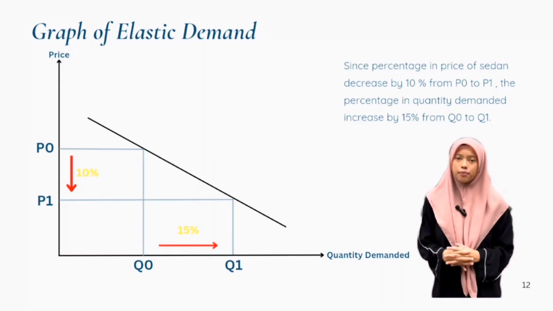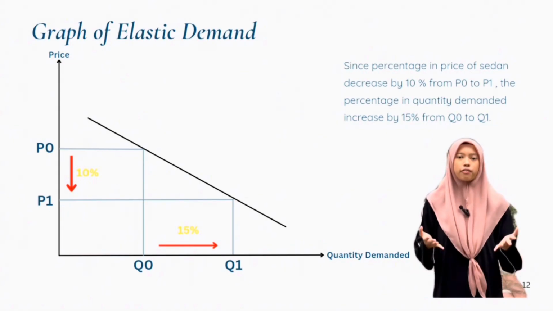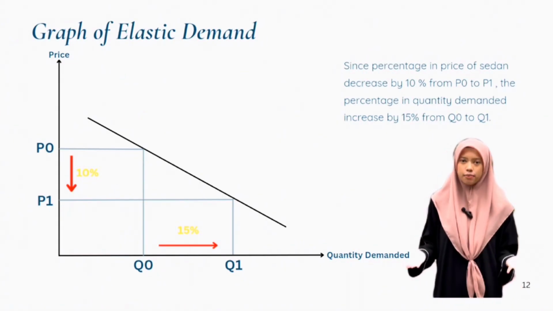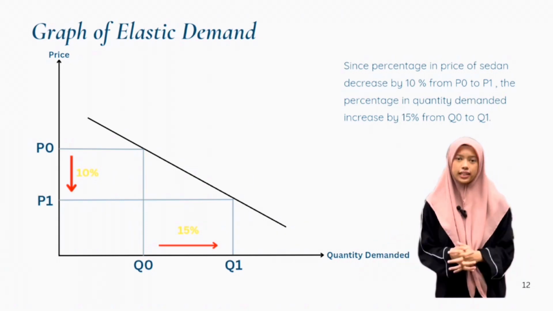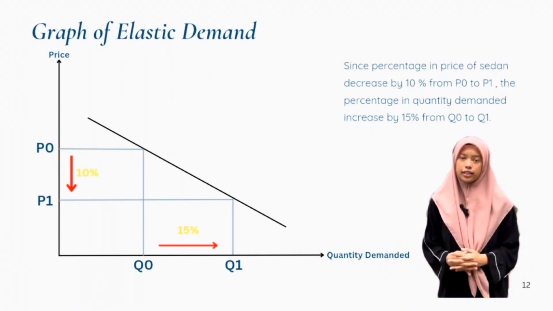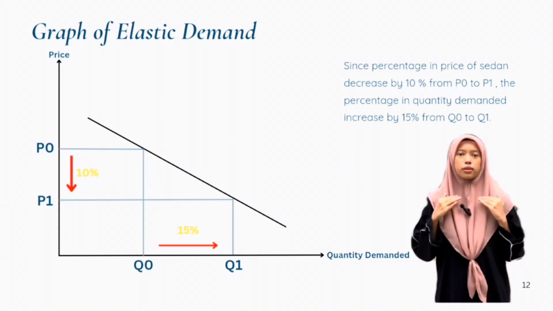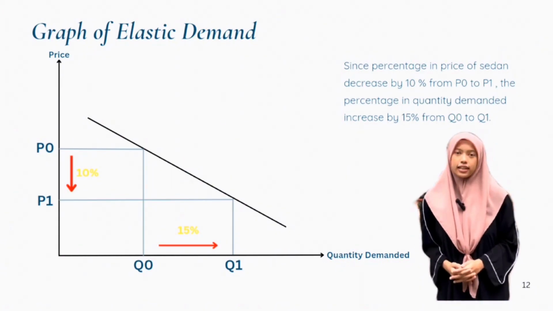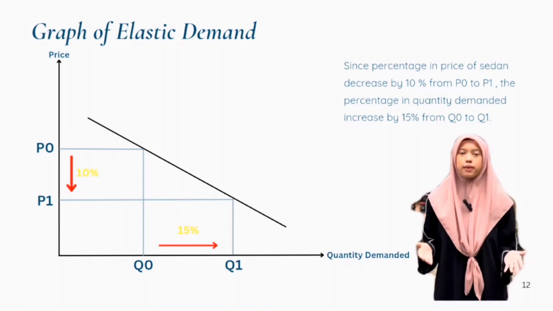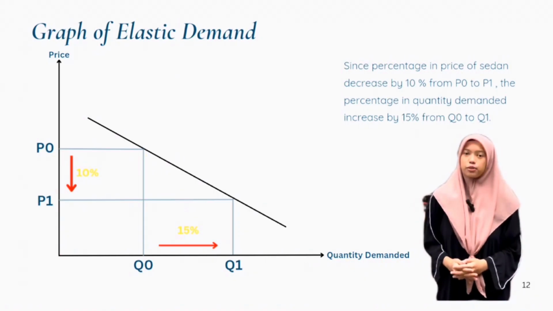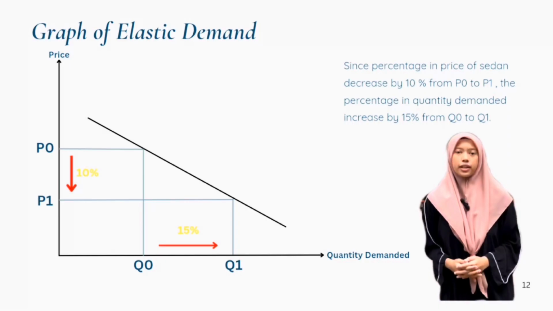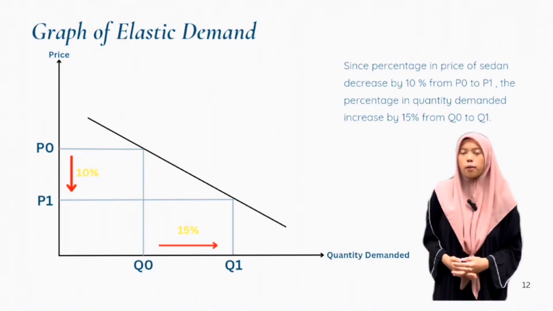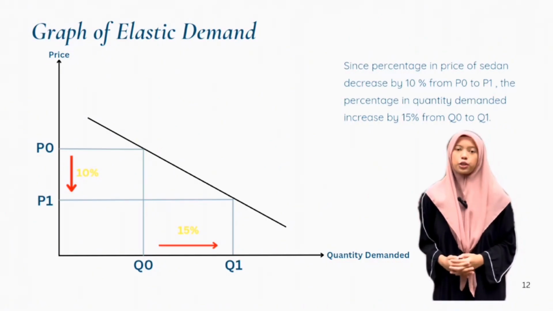We will use the elastic demand graph to explain more about our answer today. But why elastic demand? Why not the other graph? Because our PED is greater than 1. That's why elastic demand is the most suitable graph for this question. In the graph, we can see that the price is decreased by 10%, from P0 to P1, and the quantity demanded of sedan will increase by 15% from Q0 to Q1.